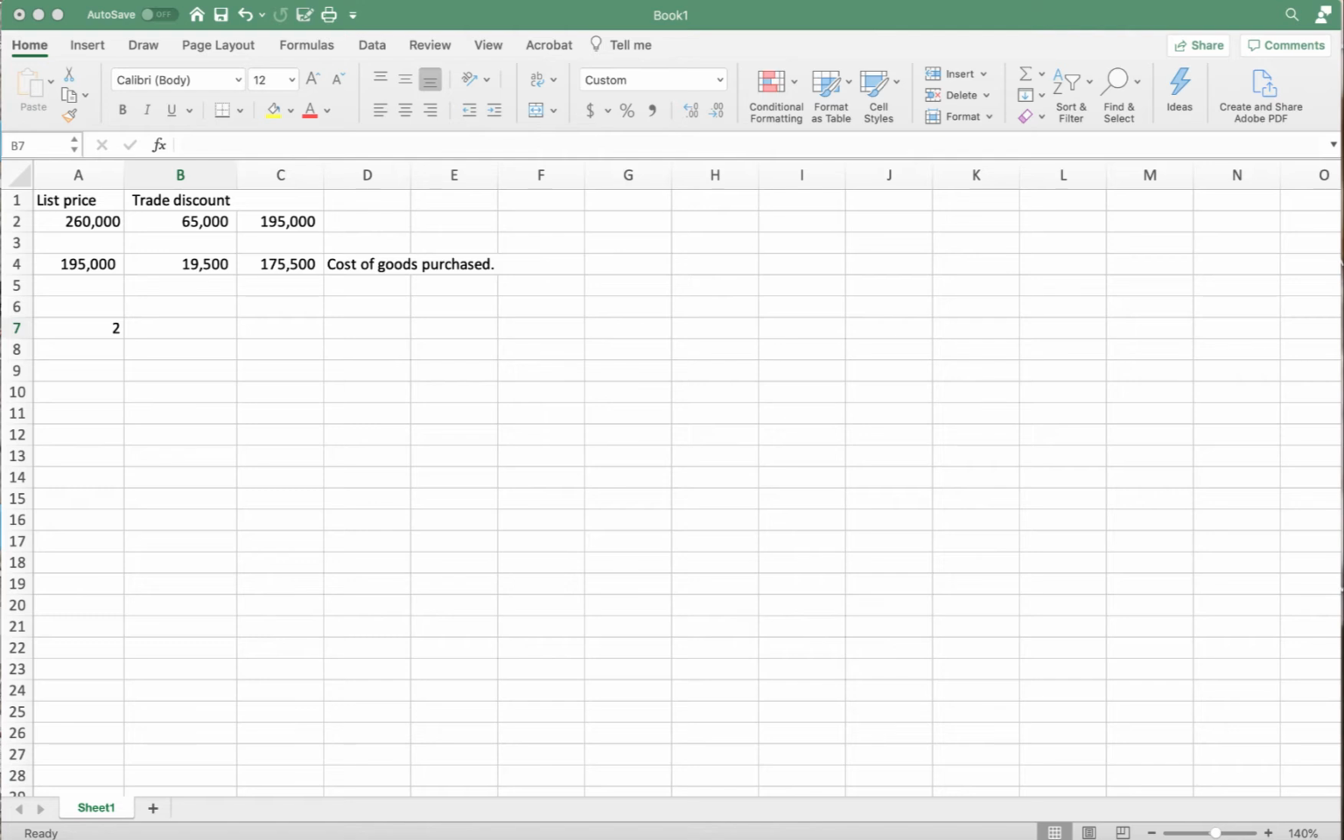Part B says the physical count included $61,000 of goods billed to Douglas Corp. FOB shipping point on December 31st, 2020. The carrier picked up these goods on January 1st, 2021. They want to know what amount Pine should report as inventory on its balance sheet.